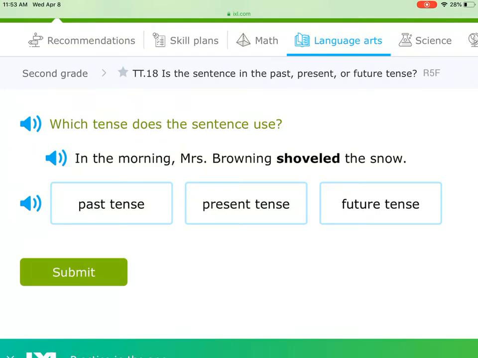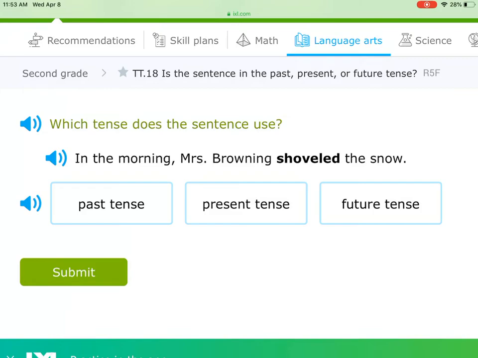Let's do one more. Number 3. In the morning, Mrs. Browning shoveled the snow. Shoveled is our verb. It's our bolded word. We need to decide, is shoveled in the past tense, in the present tense, or in the future tense?